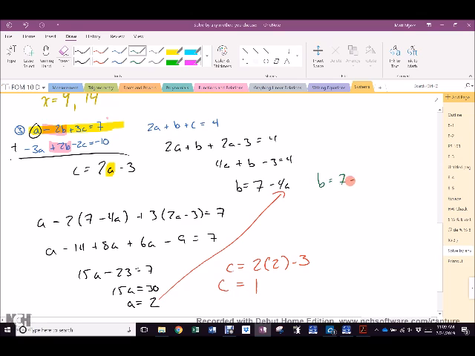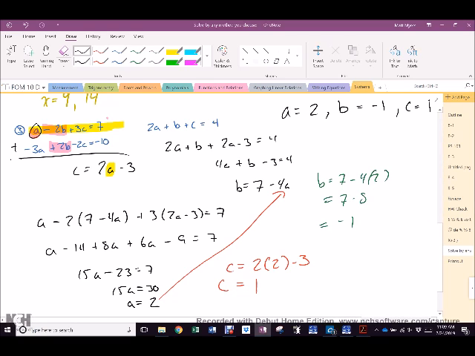b equals 7 minus 4 times a. What was a? 2. 7 minus 8. Negative 1. So a equals 2, b equals negative 1, and c equals 1. And Madeline, you were very close. I believe you had negative 2, positive 2, and 1.